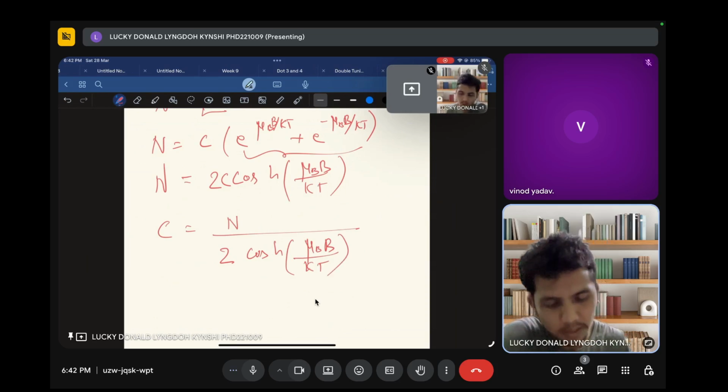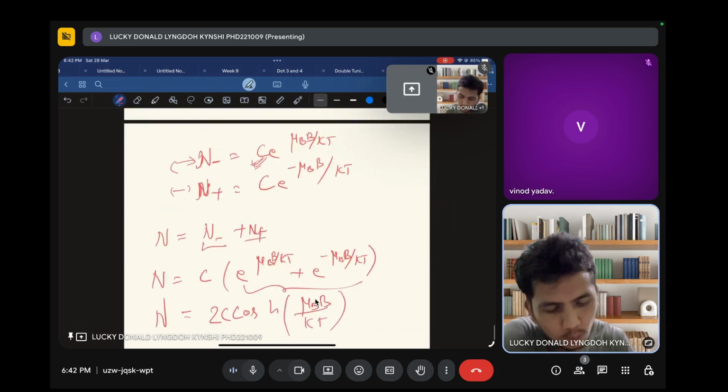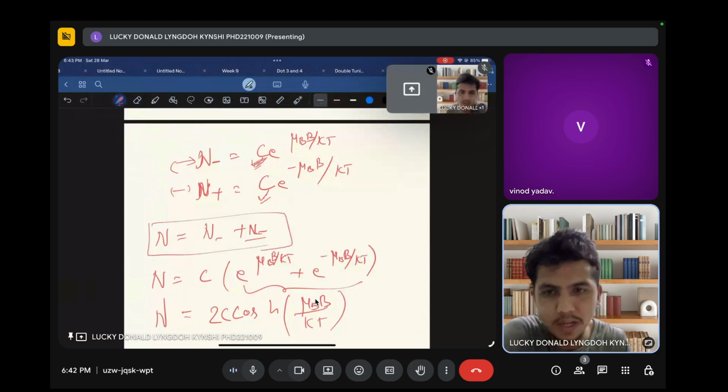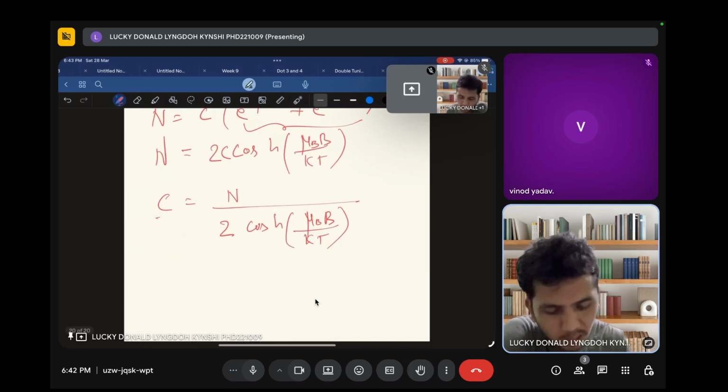Okay, so now you substitute back what is the value of c, and you get the atomic densities, because atomic density is a constant c. And how do you find the constant c? We use the condition that the total number of atoms per unit volume is the same thing as n minus plus n plus. Okay, it has to be the same, because it has to be conserved. That is why you can calculate the value of c.